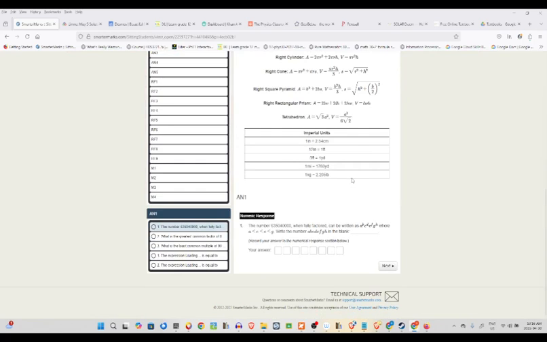We're going to start with algebra and number 1. The number 635,040,000 when fully factored can be written as a to the b, c to the d, e to the f, g to the h, where a is less than c is less than e is less than g. So we want to write the number a, b, c, d, e, f, g in the blank.